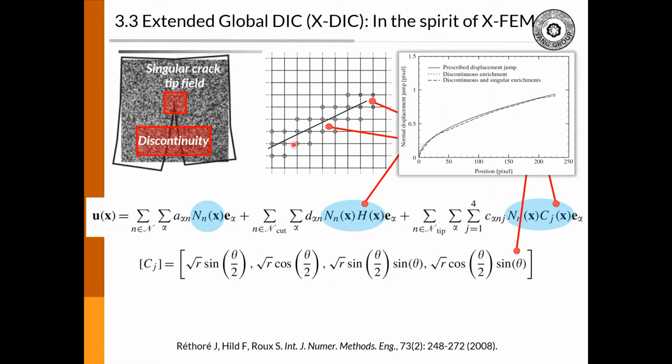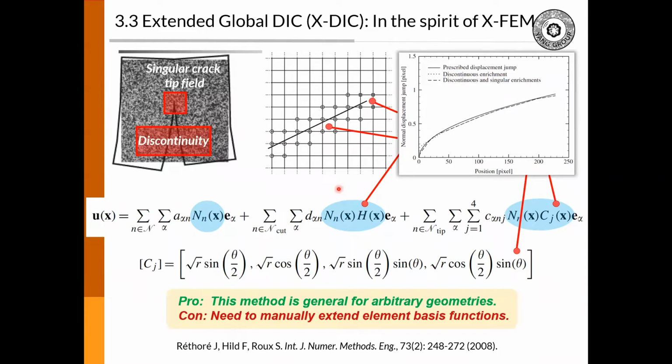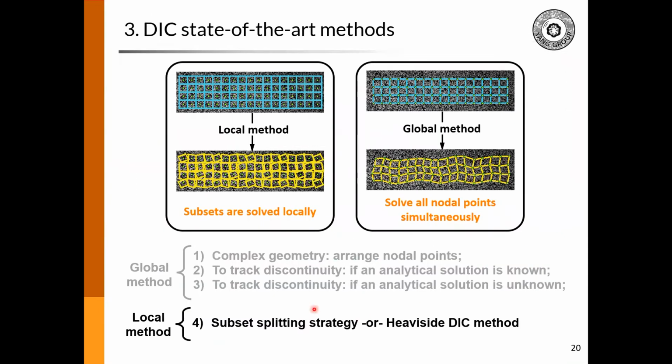But the problem is that you need to know where the crack is, right? And you need to know which elements and which nodal points I need to extend their basis functions. But the benefit is that this technique works for the general case, for arbitrary geometry. So there are still lots of pros to this technique. All this is based on the global method. If you know the analytic solution, you can fit some parameters. If you don't know, you can just extend the elements. So this is for the global method.